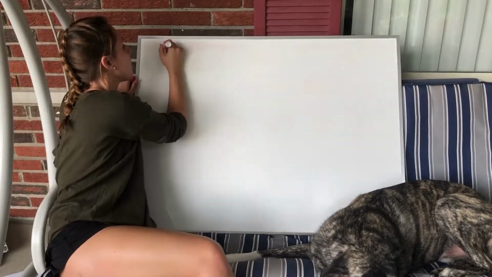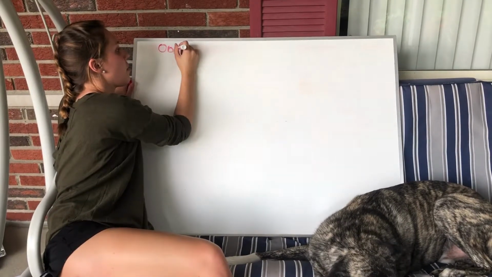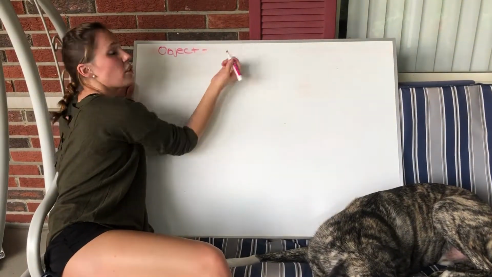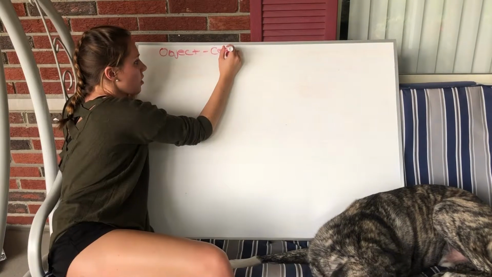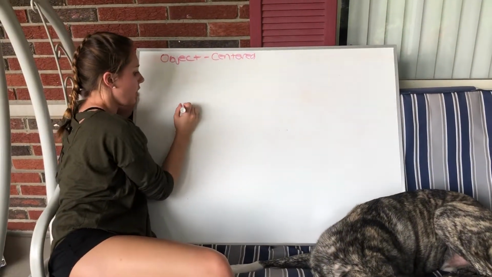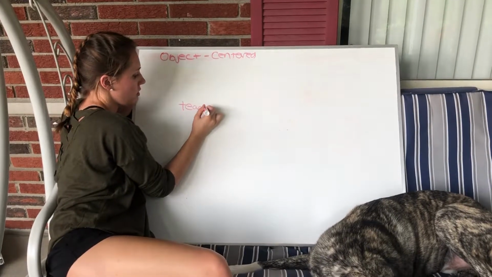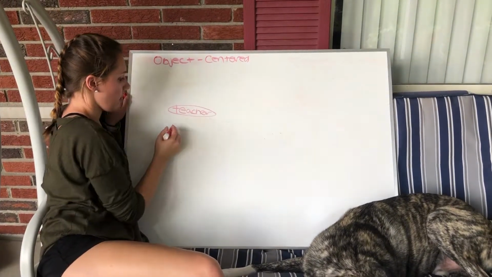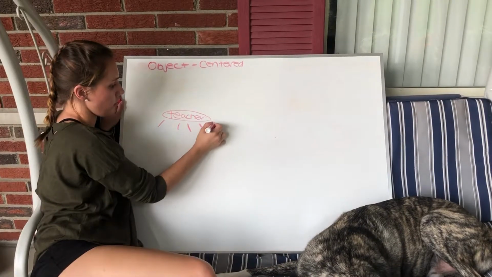So an object-centered model of learning is similar to, I would say, a lecture hall. So let's say an algebra teacher is teaching to a sea of 80 plus students. So in an object-centered model of learning, it would look something like this. A teacher down here is teaching to a sea of so many students.